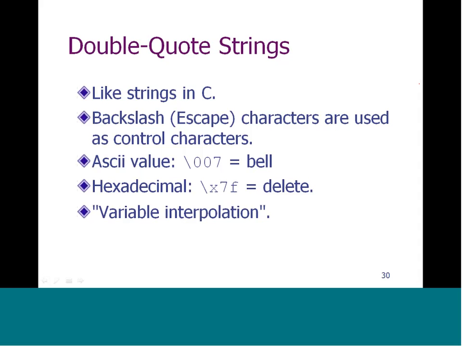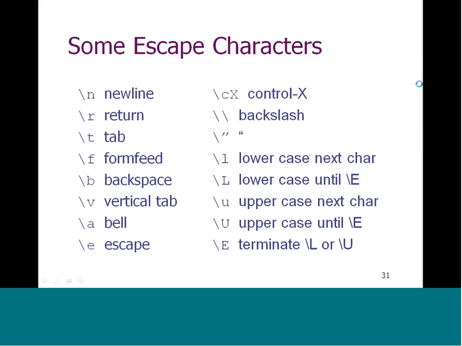And another example is this variable interpolation is in double quotes. Some of these things that we saw are the new line character, backslash n, the return character, backslash r. CX is essentially control X, which is very common in Emacs kind of editors. Backslash T is tab. Then there's form feed.